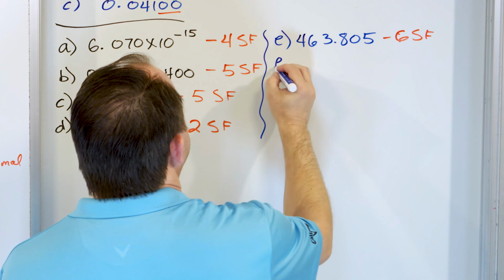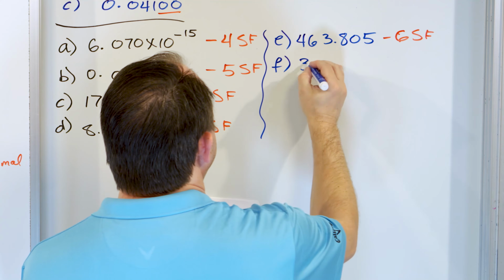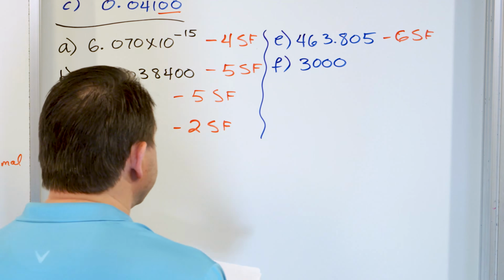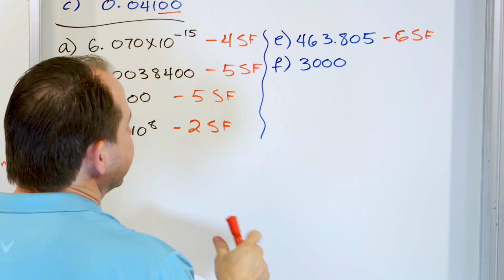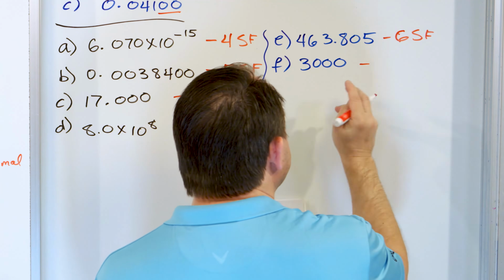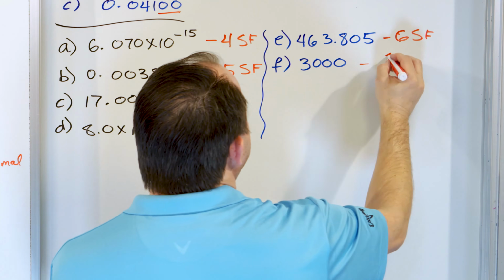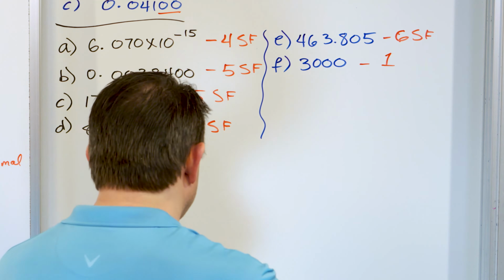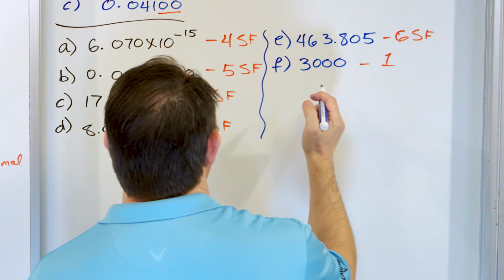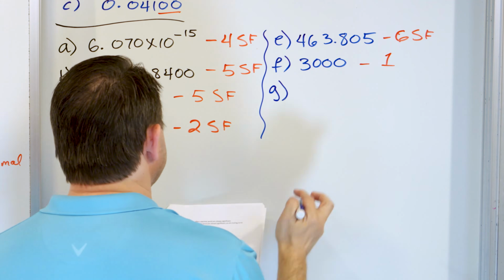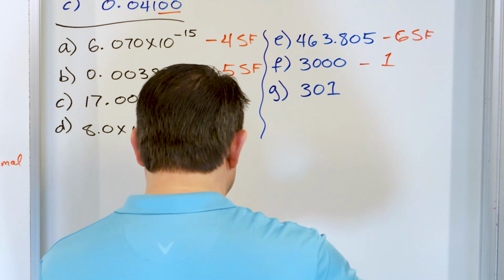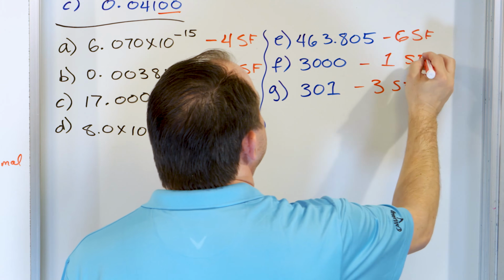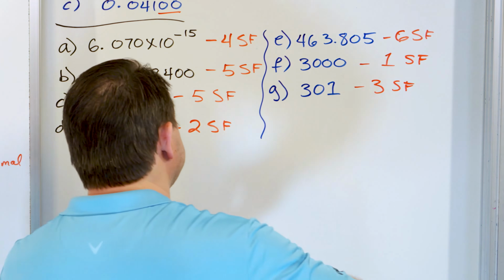All right, F. F is the number 3,000. How many significant figures? Now, if you knew this was an exact number, you would just say that, we don't even have to consider the significant figures. But assuming this is a measurement, there's only one significant figure because the trailing zeros don't count unless there's a decimal point, and there isn't. So that one only has one significant figure. G. G is 301. And how many significant figures do we have? There's 3 of them right here because the 0 is sandwiched, so it counts.